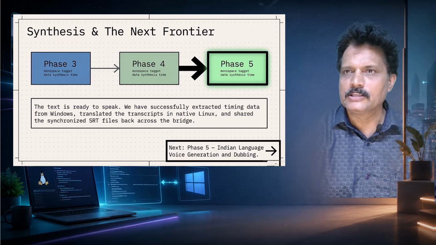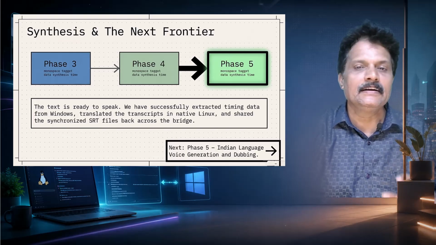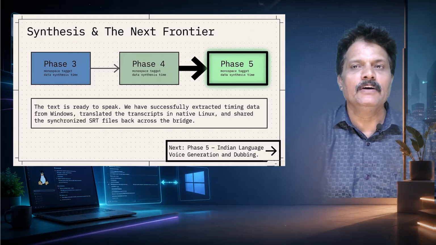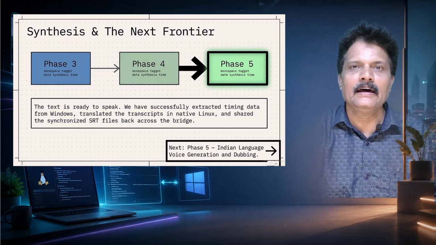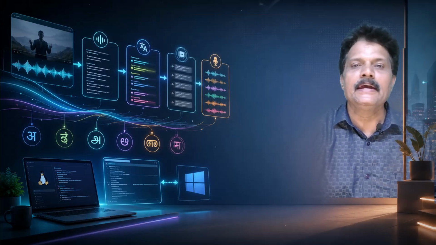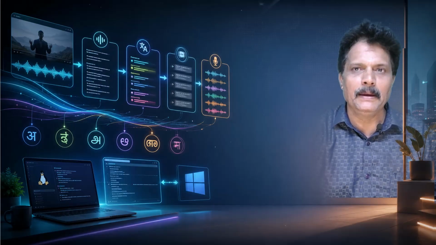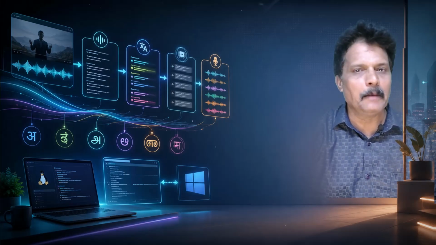Once phase 4 is complete, the pipeline can move into phase 5, where translated text can be converted into Indian language speech using tools such as IndicF5 or other TTS models. This makes the system capable of taking an English video and preparing it for multilingual dubbing, subtitles, educational content localization, and regional language media production.